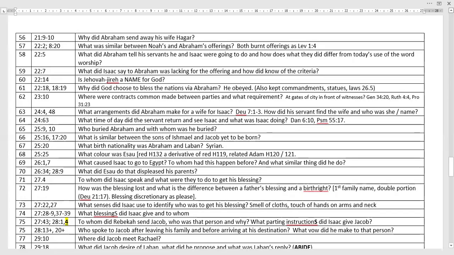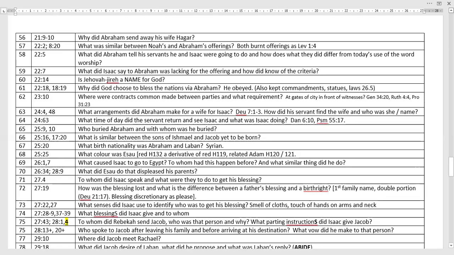So let's read chapter 21, verses 9 and 10. And Sarah saw the son of Hagar, the Egyptian, which she had borne unto Abraham, mocking. Wherefore she said unto Abraham, cast out this bondwoman and her son, for the son of this bondwoman shall not be here with my son, even with Isaac. So Isaac was born by that time.